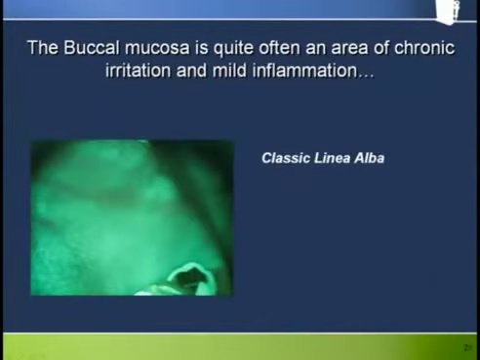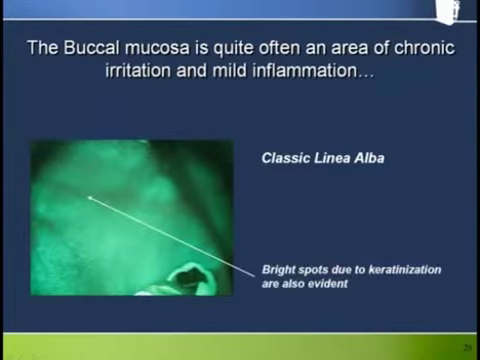Buccal mucosa is quite often an area of chronic irritation and mild inflammation. Here we see a fairly classic presentation of linear alba under VELscope. Under white light, you can see a white line corresponding to keratinized tissue right along the bite line. This can sometimes show up as a bright line under VELscope due to keratin fluorescence, but more typically appears, as you see here, with the associated mild inflammation dominating and showing the area as predominantly dark.